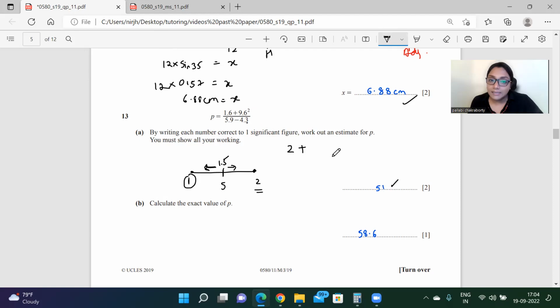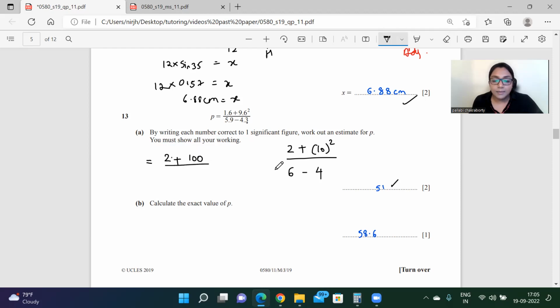Similarly, 9.6 again will be a 10 and it is squared, so you square it, divided by 5.9. That means it's somewhere over here. This is 5 and this is 6. This is somewhere over here, so this will become definitely a 6, and minus 4.3. If this number is 4 and this number is 5, 4.3 will lie more towards the 4, so it will be considered as a 4. This is what becomes of your formula which is given to you. Now just solve it. The next part which we have to do is the simple part, which is solving. So this becomes equal to 2 plus 10 squared is 100 divided by 6 minus 4, which is 2. So this becomes 102 by 2, which is 51, and that's your answer.